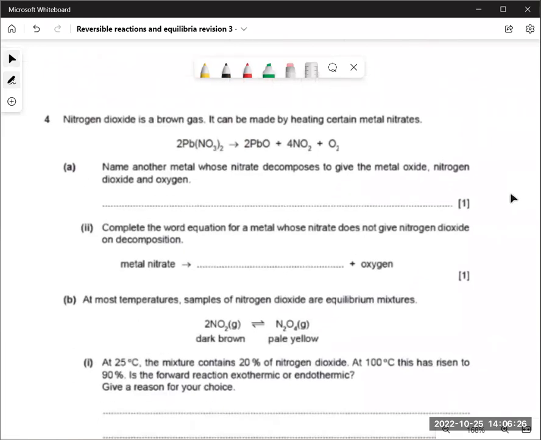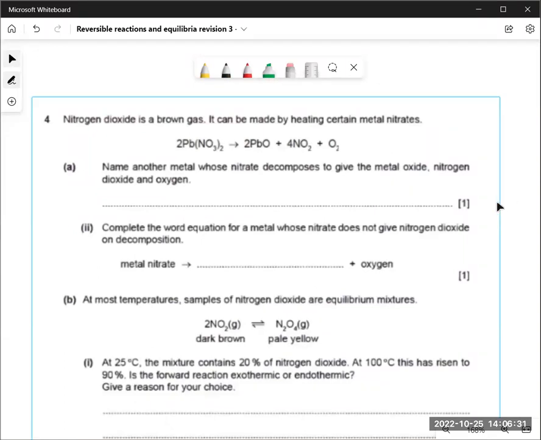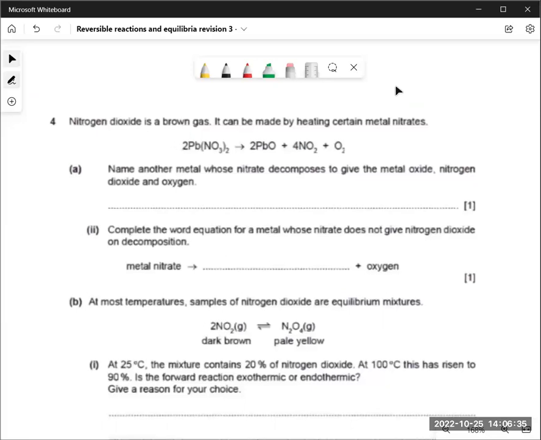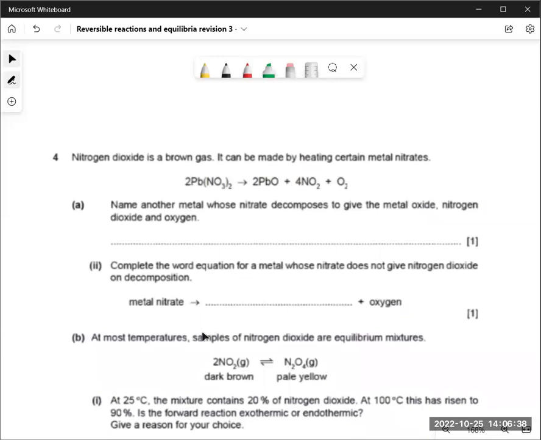Nitrogen dioxide is a brown gas. It can be made by heating certain metal nitrates. Name another metal whose nitrate decomposes to give the metal oxide, nitrogen dioxide and oxygen.